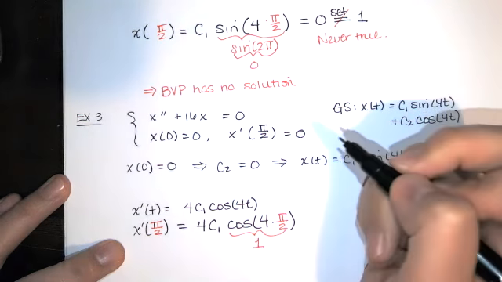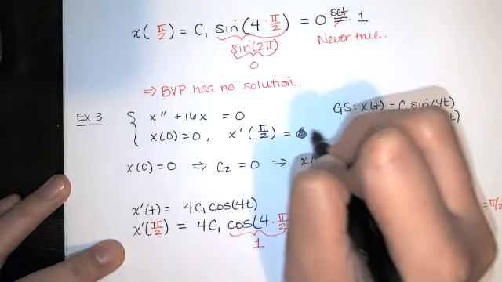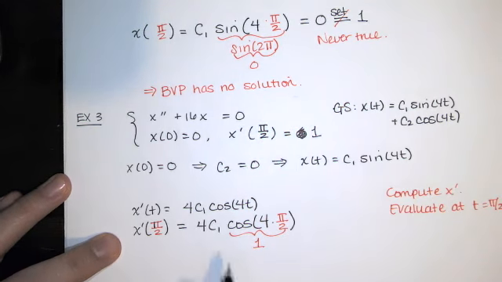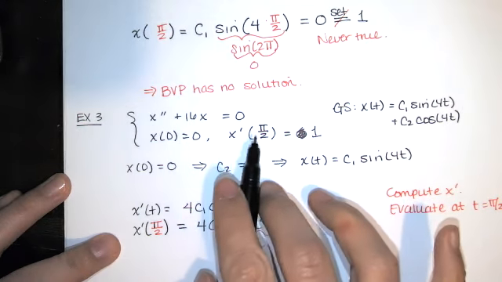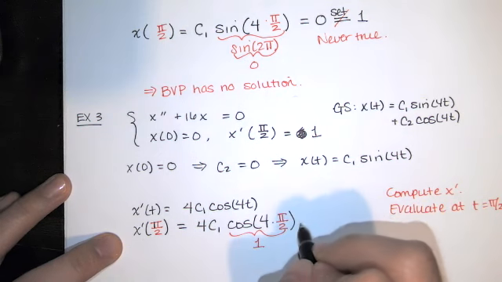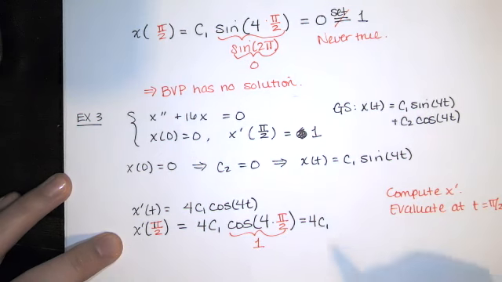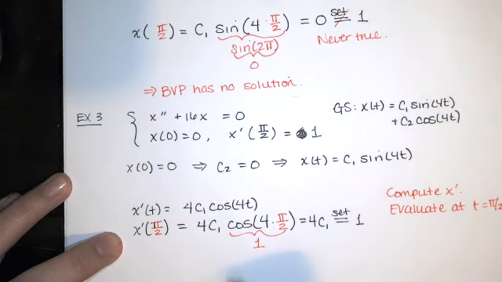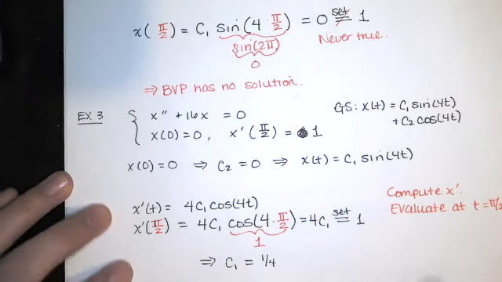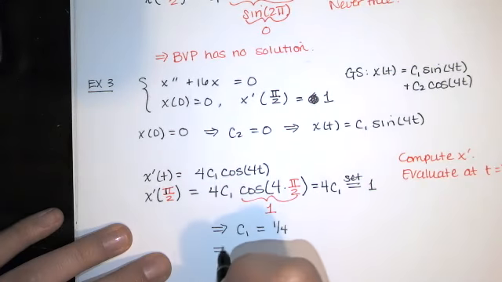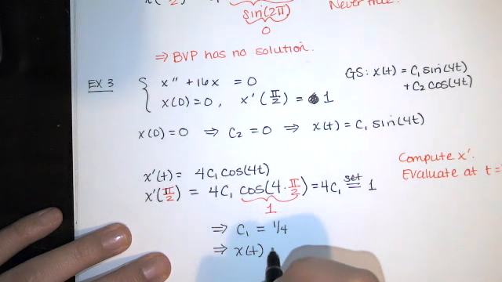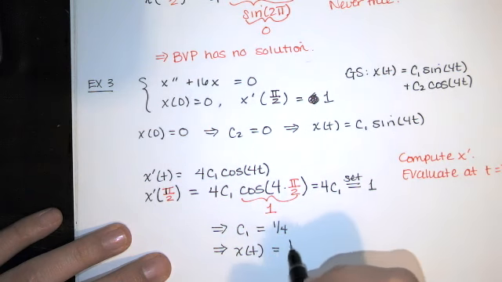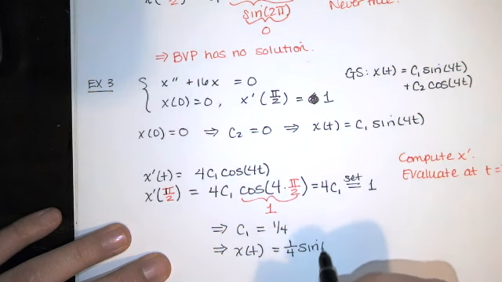Actually, let's use a different condition. Let's use 1, just to make it more interesting. So I've got x prime of pi over 2 is equal to 4 times C1, and that value has to be 1. We're setting that equal to 1. So we'll solve for C1. So C1 must be 1/4. And that means our solution, x of t, is C1, which is 1/4, times sine of 4t.